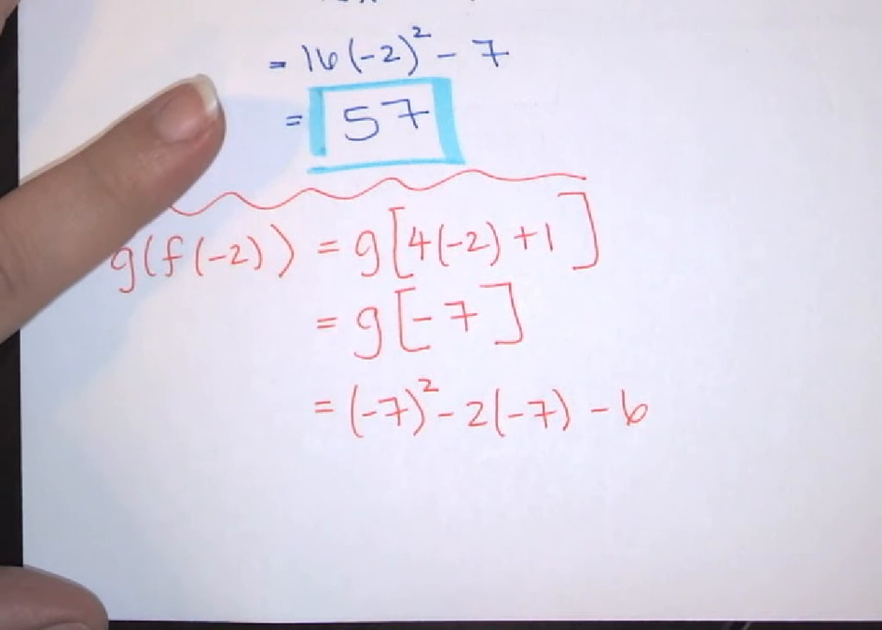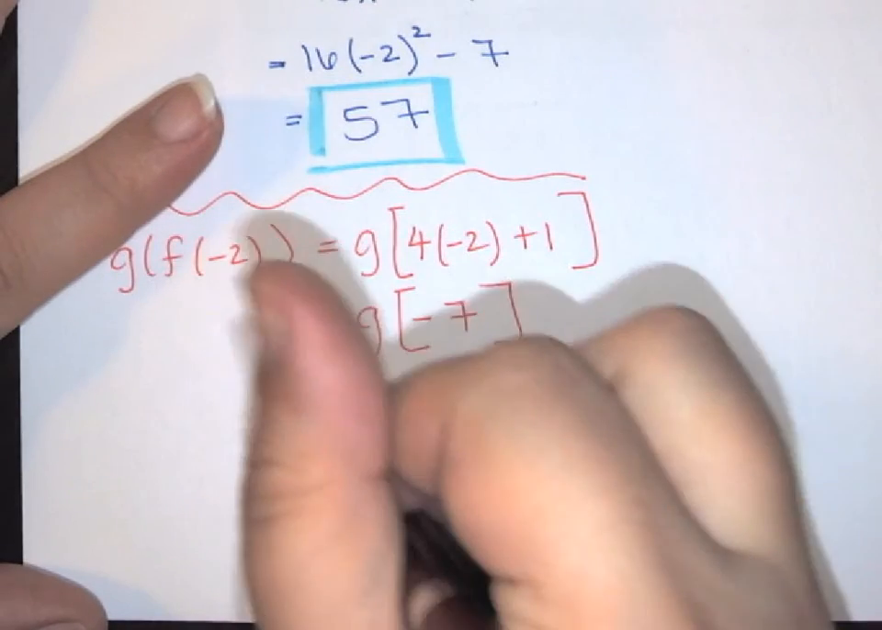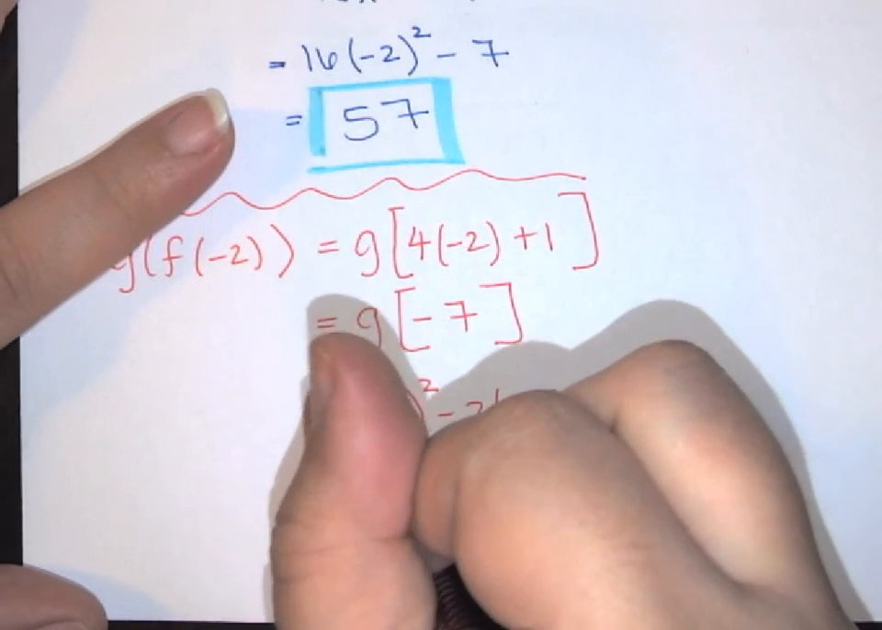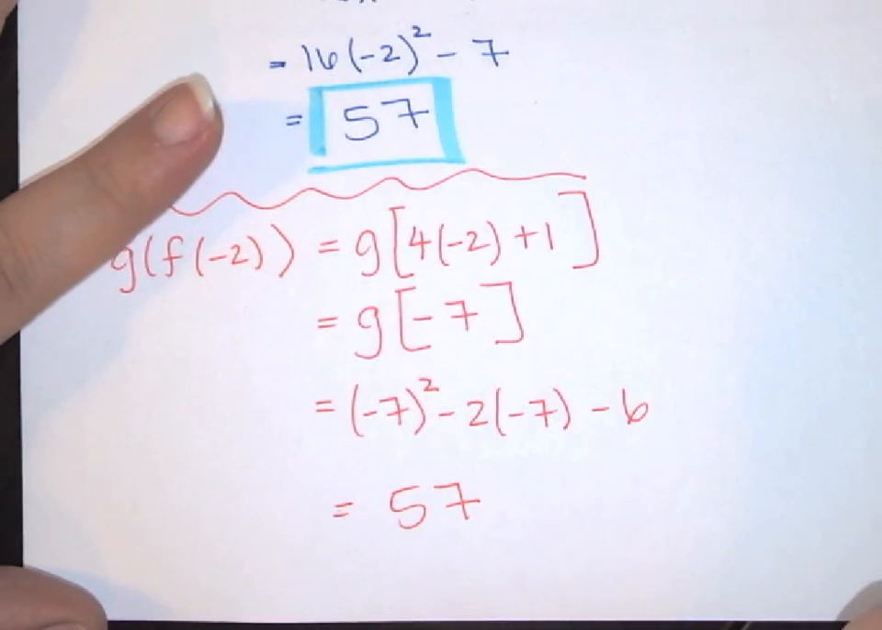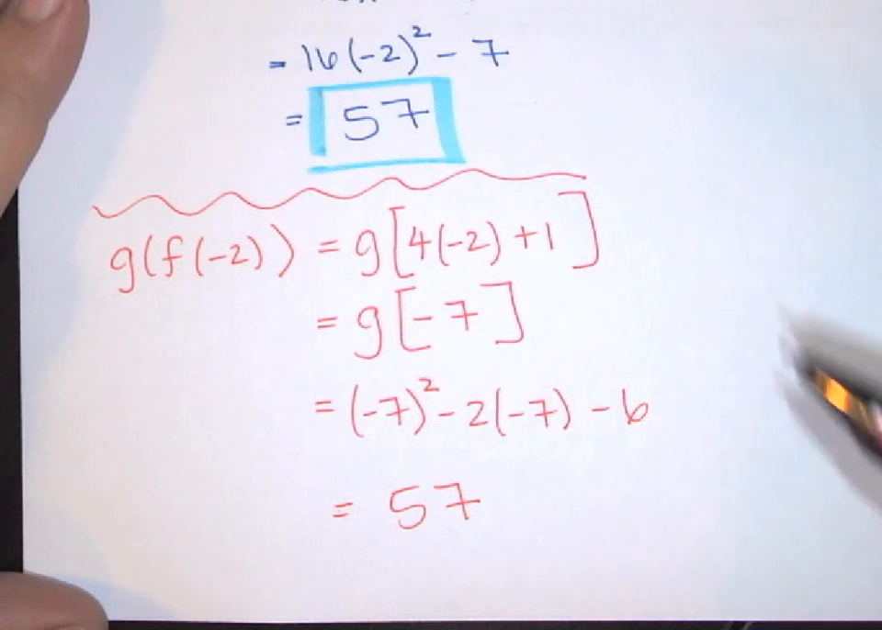Again, you need to evaluate. Negative 7 times negative 7 is a 49. Negative 2 times negative 7 is a positive 14. And then we have minus 6. So if we look at all of that, that simplifies down to 57. So what do you notice? These are the exact same results.